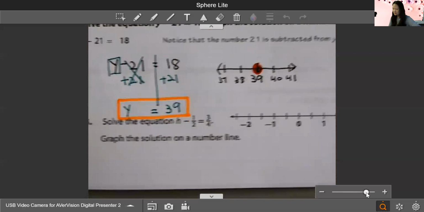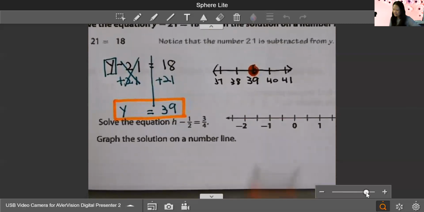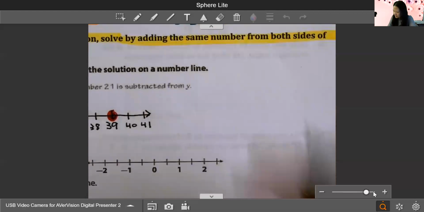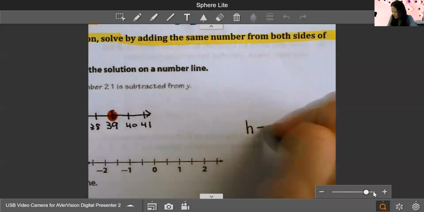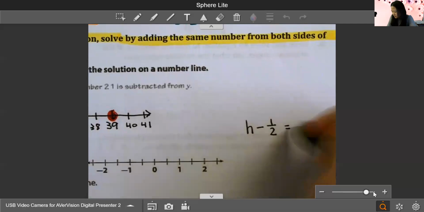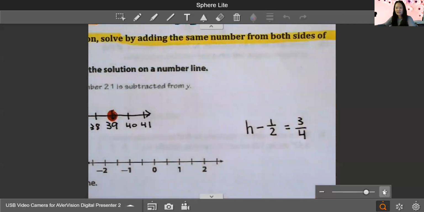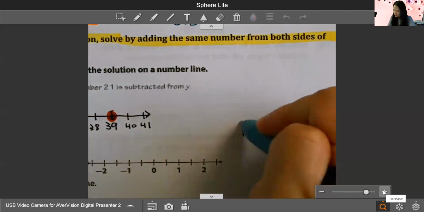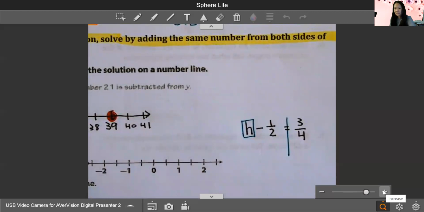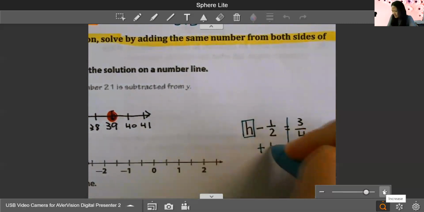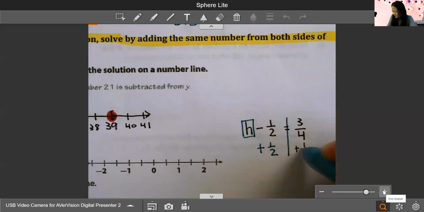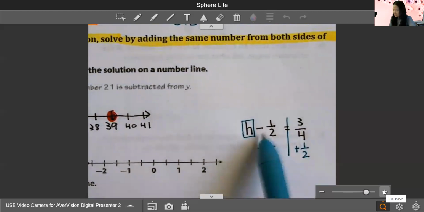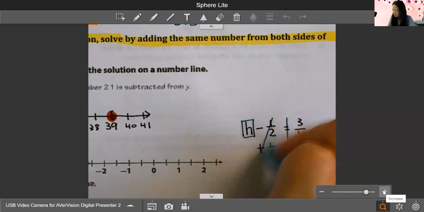All right. Next one, a similar problem, but h minus 1/2 equals 3/4. Okay, so again, just like before, I'm going to first copy down that problem here. h minus 1/2 is equal to 3/4. Okay, now I'm going to draw the line, box the variable, and I'm first going to write that I need to add 1/2 on both sides. And I know that negative 1/2 plus 1/2 is going to give you 0.